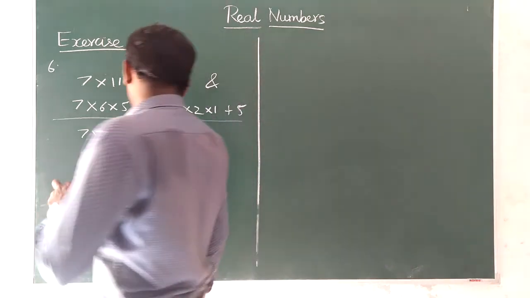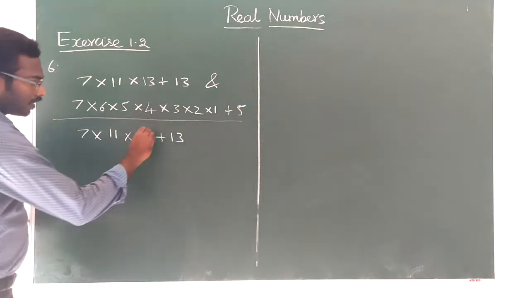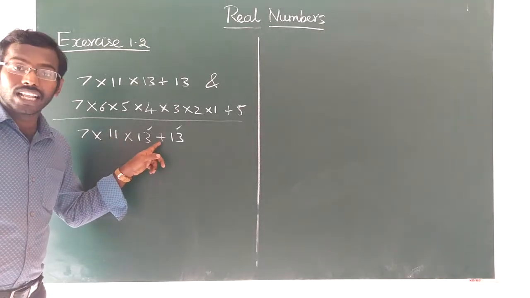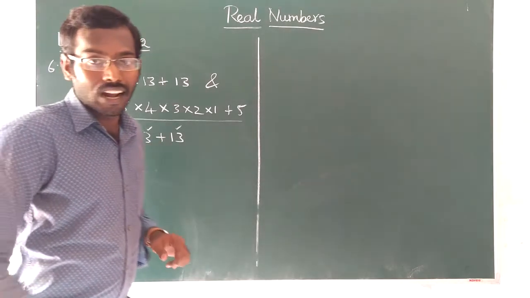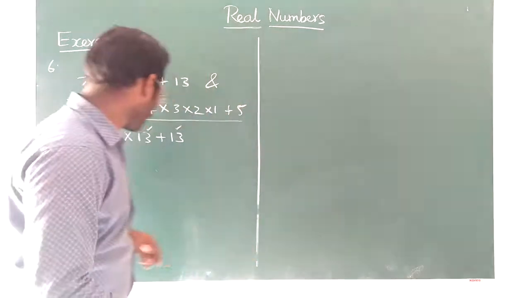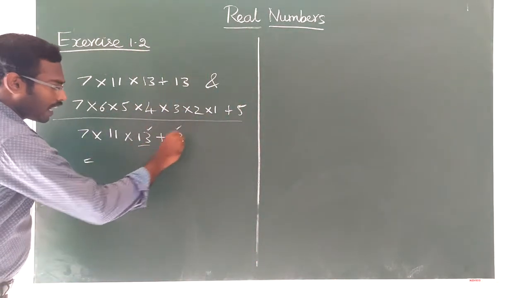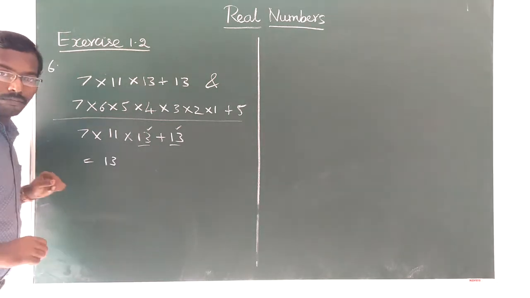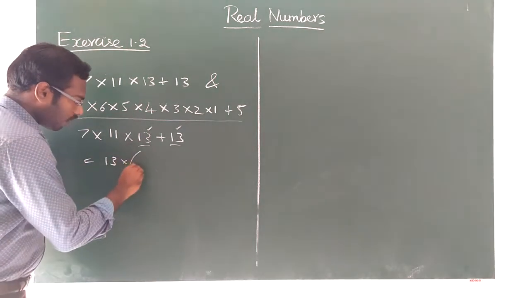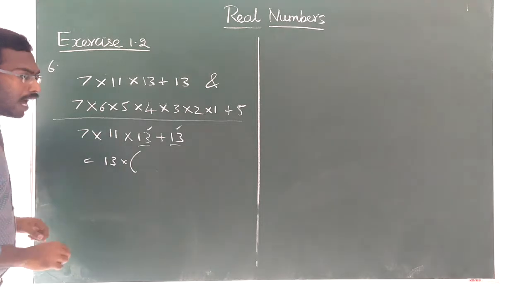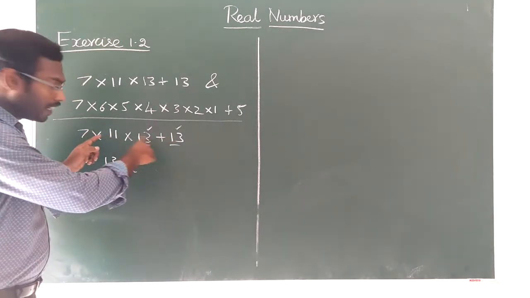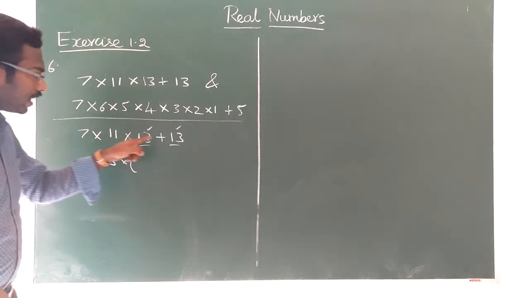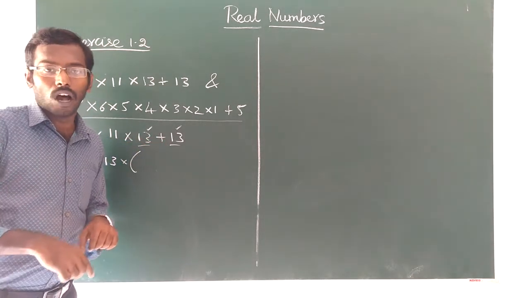First you see, two numbers are the same, isn't it? 13 and 13. But one is in multiplication, another one is in addition. Therefore, what you have to do, please listen. Among the same numbers, you take the common one outside. Normally, if everything is in addition, you know how to take. But here, some are in multiplication, but one value is in addition. So how will you do?